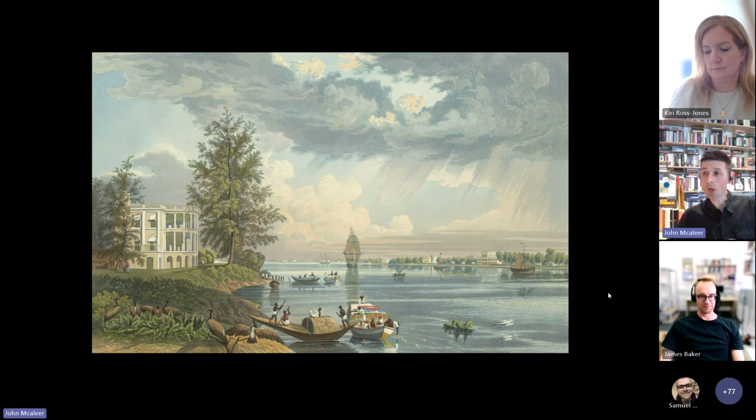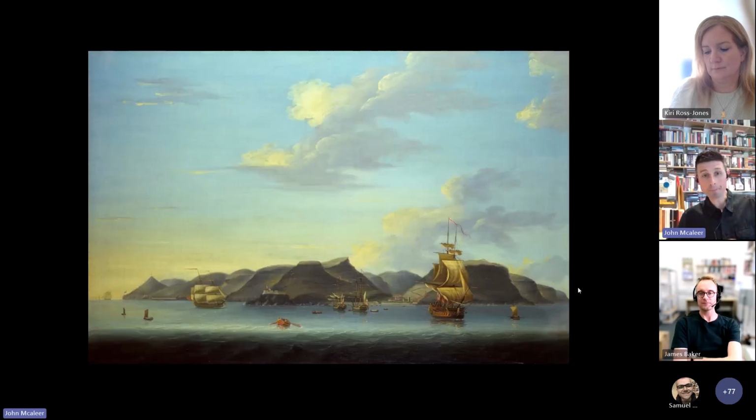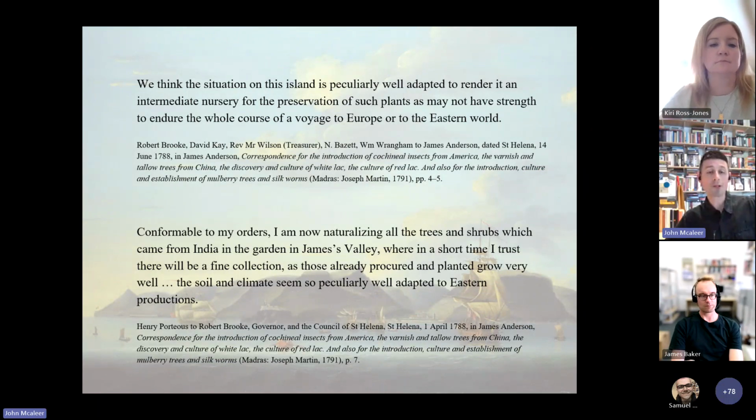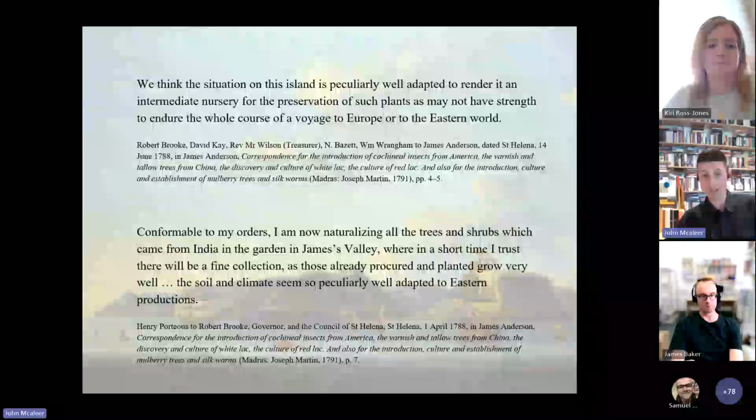And networks were not just restricted to the Cape. A group of local inhabitants on this island, St Helena, informed a contact in India that they were at the crossroads of maritime networks. And I've got a couple of quotes here. The first one, you can see: "We think the situation on this island is peculiarly well adapted to render it an intermediate nursery for the preservation of such plants as may not have the strength to endure the whole course of the voyage to Europe or to the Eastern world."